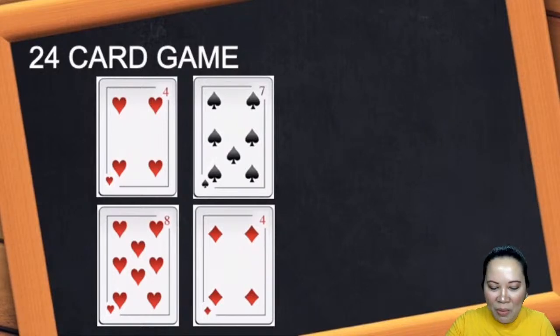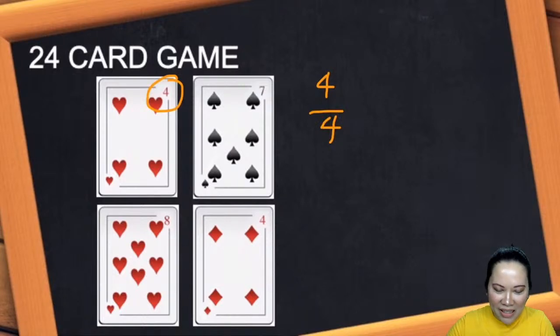Oh, someone got it. March Salon, 4 divided by... Wow, there's a lot of answers coming in. Okay, let's see. By the way, there's not just one answer for this 24 cards game. There's a lot of possible answers. So let's take each answer to see if it's correct.